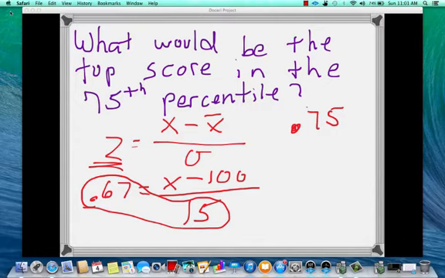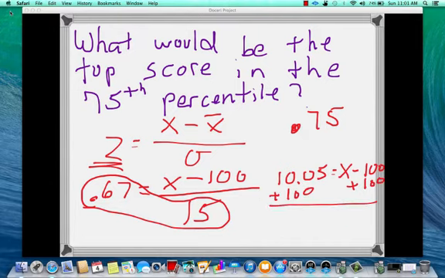I'm going to use the calculator I've got on hand right now. 0.67 times 15 equals 10.05. So you got 10.05 equals x minus 100. Now we can use simple algebra, add 100 to both sides, and we figure out a test score that is going to be in the 75th percentile. It's the top score. So we got 110.05.